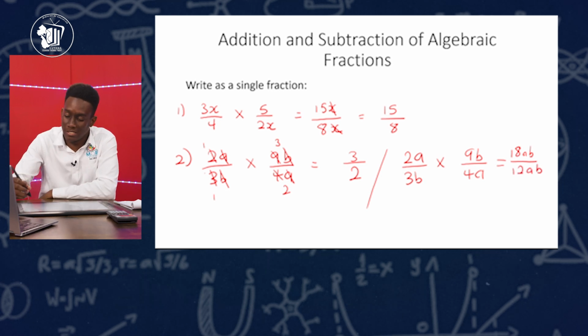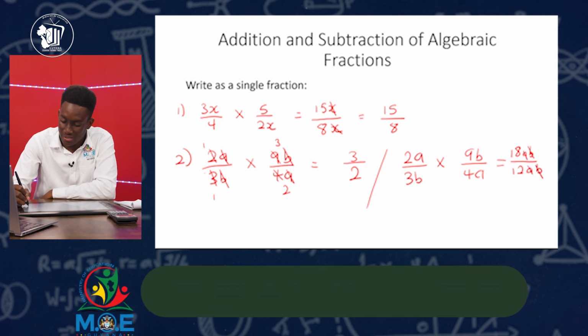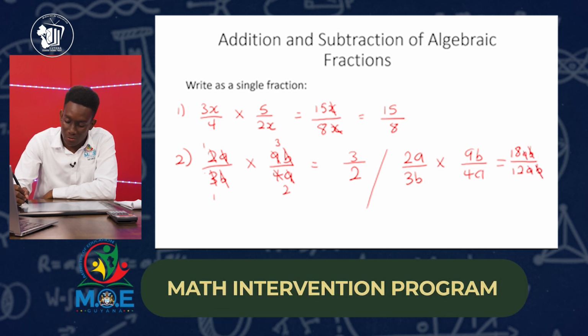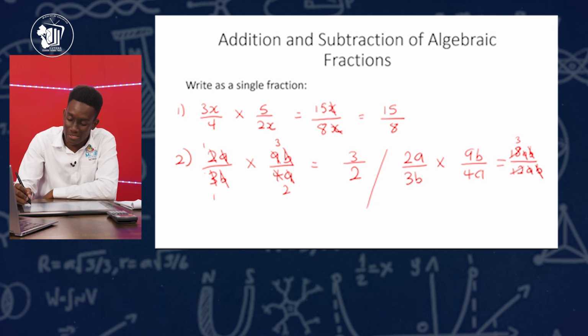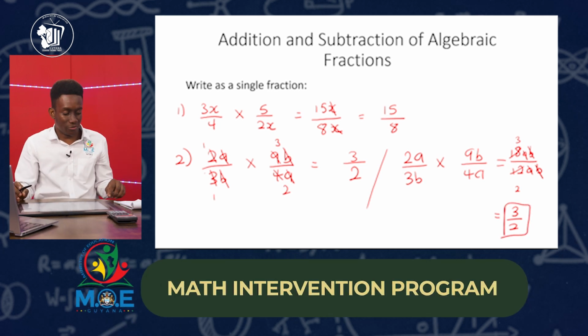And then we do some cancelling out right here. So this B will cancel out with that B. This A will cancel out with that A. And we see what can go into 18 and 12. We see 6 can go into 18 and 12. So 18 divided by 6 would be 3. And 12 divided by 6 would be 2. So the answer is 3 over 2. And that's how we work with algebraic fractions.